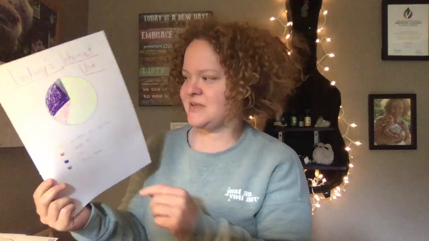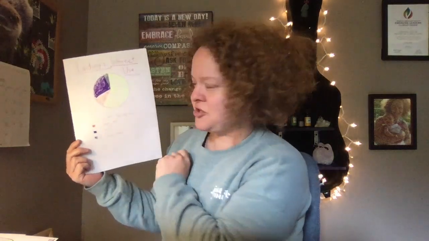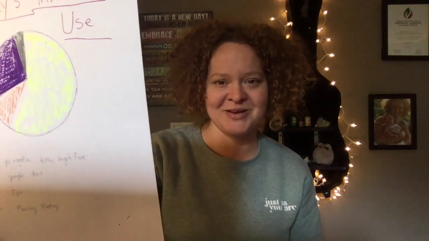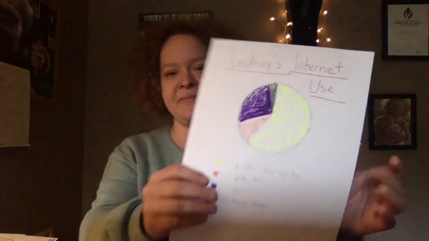So this picture shows just real quick what kind of stuff I've been doing on the internet. So the yellow says that website is Go Noodle Kitty High Five. That's a lot of time on Kitty High Five. And then some of my time I've been doing Google Docs. That's good. Epic and Morning Meeting.